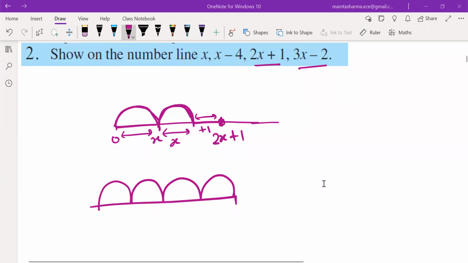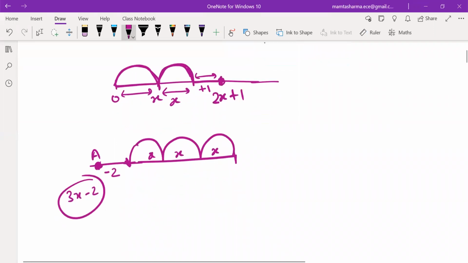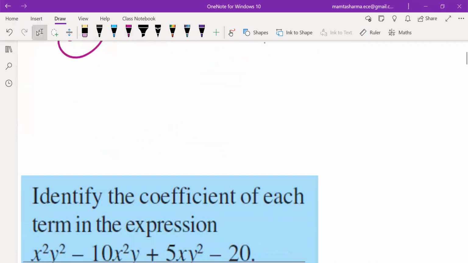So now how would you represent 3x minus 2? Take x, 3 times, and minus 2. Minus 2 means you have to move in the negative direction. Let's say if this length represents minus 2, then this point would represent 3x minus 2. Let's say this is A. So A would represent 3x minus 2. Clear? So this is so simple actually.